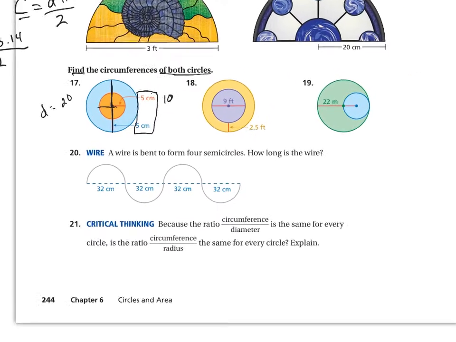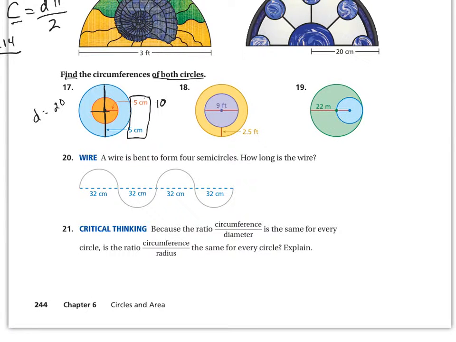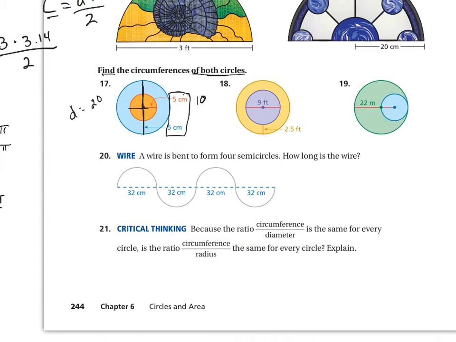Okay. What's the next thing? Let's see. The next one is 20 and 22. So 20, a wire is bent to form a circle. How long is this wire?